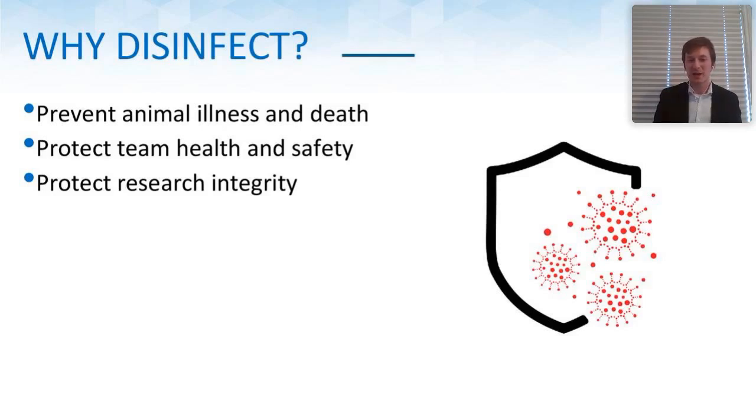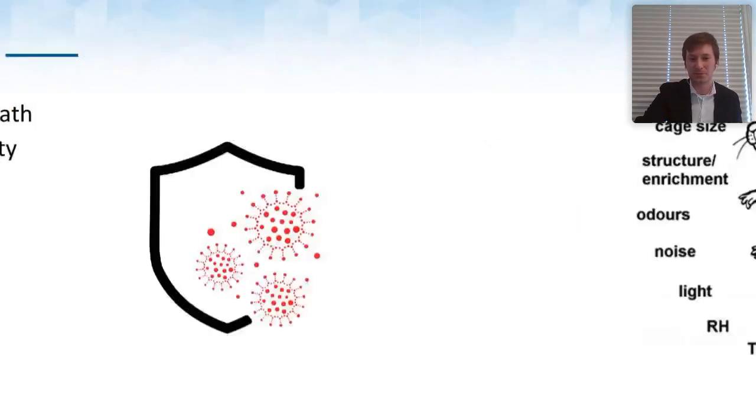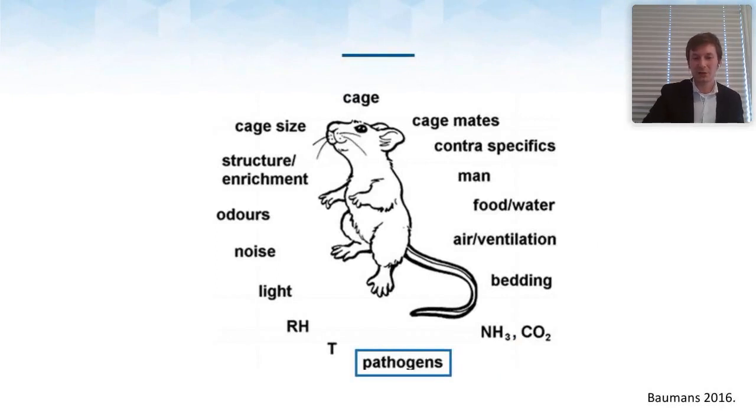But the next point may be a little less obvious: we want to clean and disinfect to protect the integrity of research results. I'll explain what this means on the next slide. This slide shows a diagram of some of the different environmental variables that can interfere with research results. You can see there's quite a range of different factors here, anything from odors, noise, light, and then of course the one I highlighted on the bottom, pathogens.